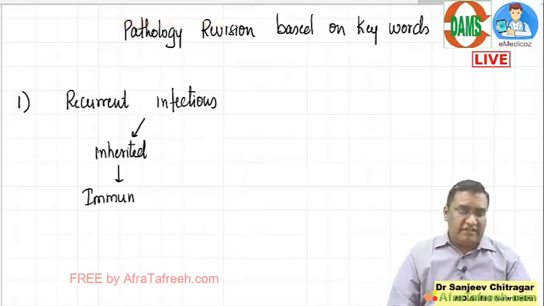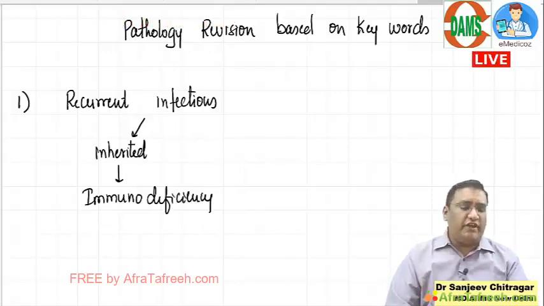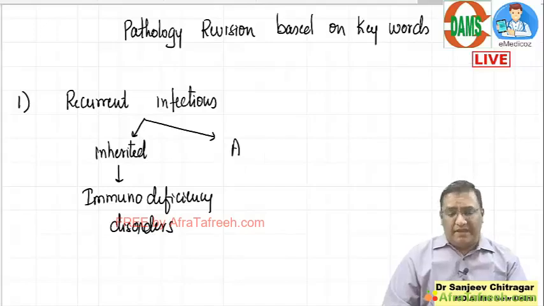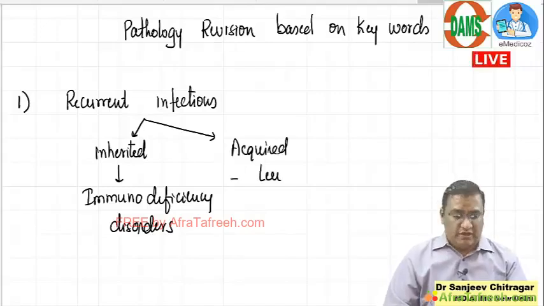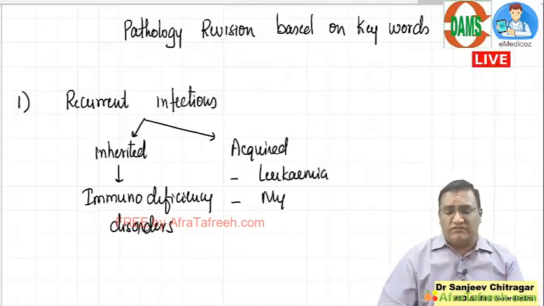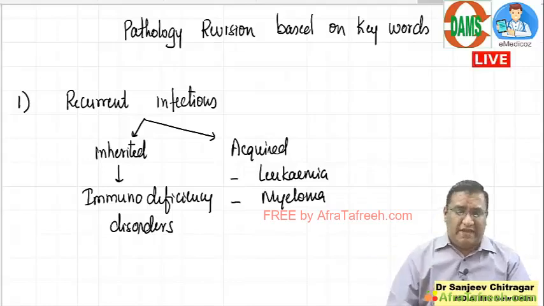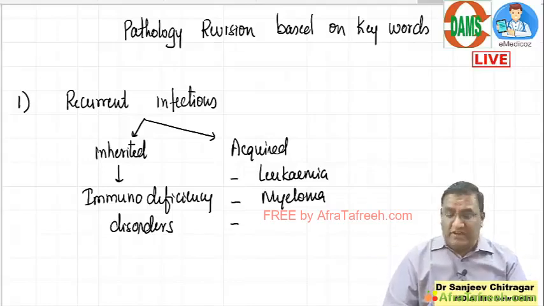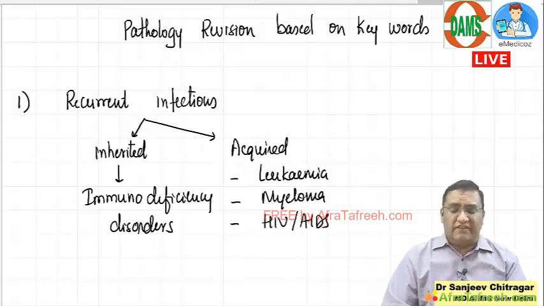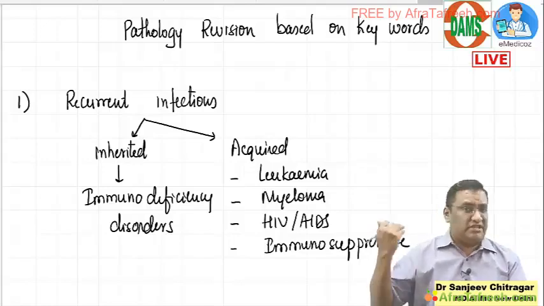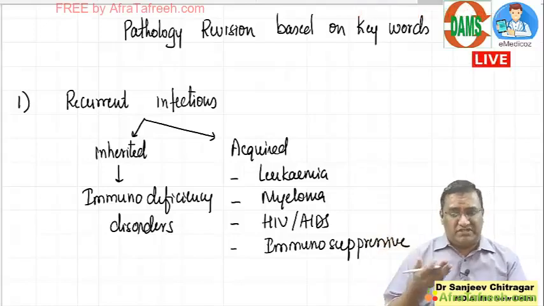So, if it is inherited, we are suspecting immunodeficiency disorders, the primary immunodeficiency disorders, or it might be an acquired condition altogether. Acquired conditions, common ones are leukemia and lymphomas, which will have acquired immunodeficiency because bone marrow suppression will be happening. Multiple myeloma will have that. Other than that, HIV, AIDS, drugs like immunosuppressive drugs, maybe steroids, or even malignancies which can metastasize to bone marrow can lead to immunosuppression as well.